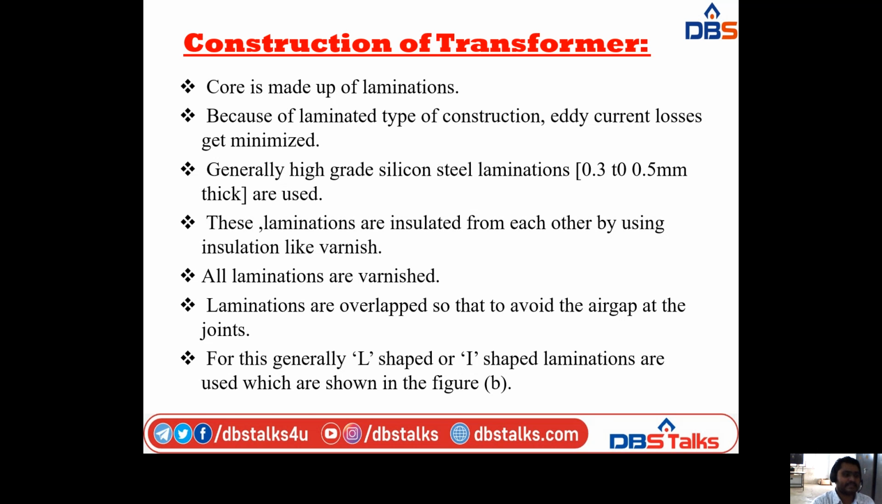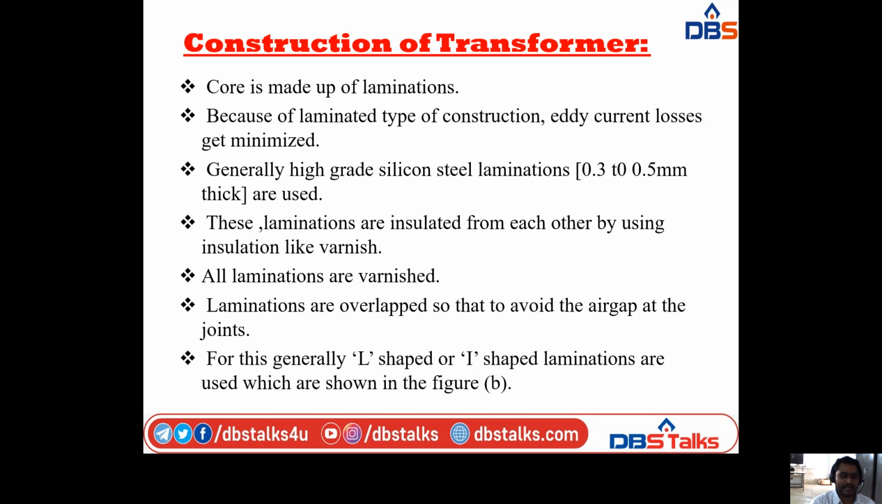Generally, high-grade silicon steel laminations of 0.3 to 0.5 mm thickness are used. These laminations are insulated from each other by using insulation like varnish. So varnish is one type of insulation. Here we are using the laminations with varnish. The laminations are overlapping so as to avoid the area for the joint.